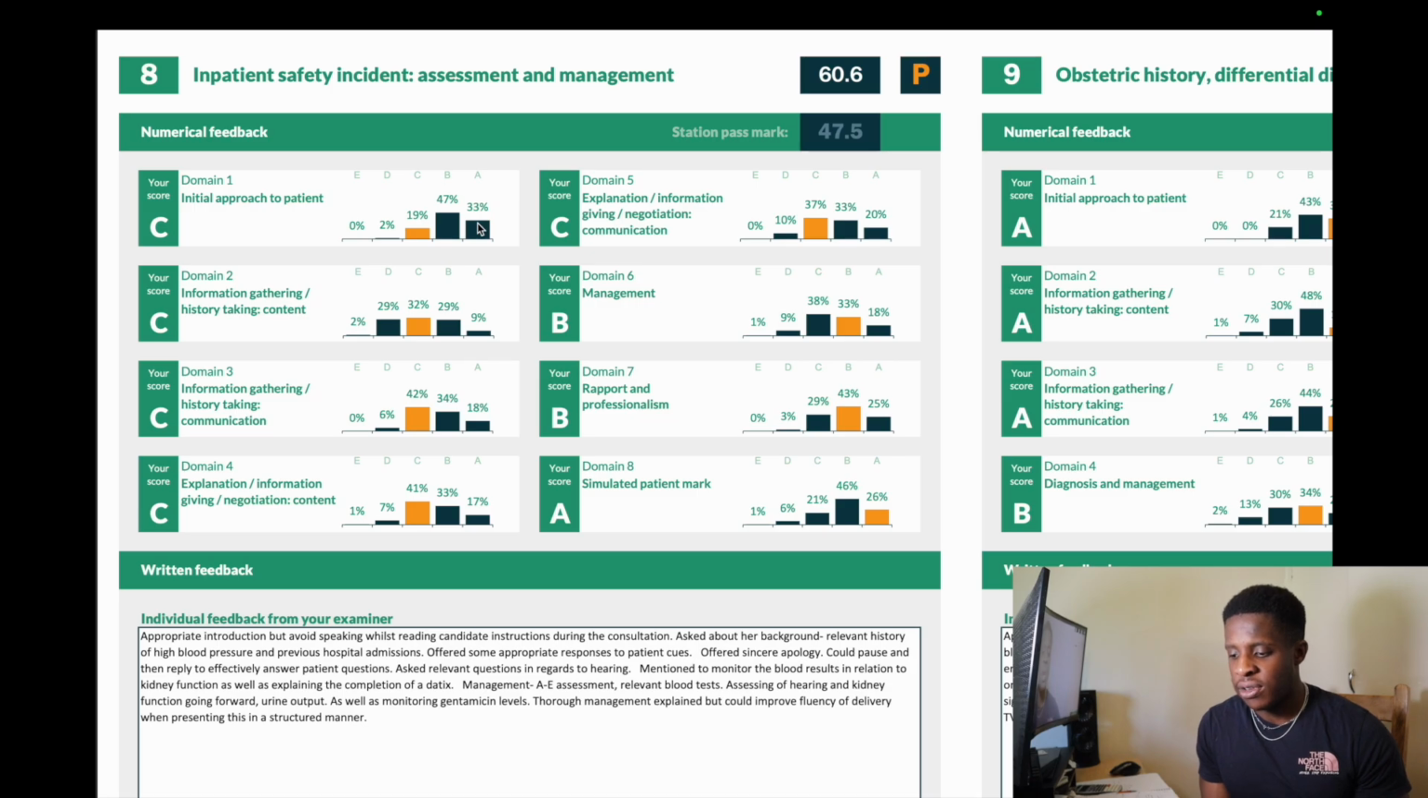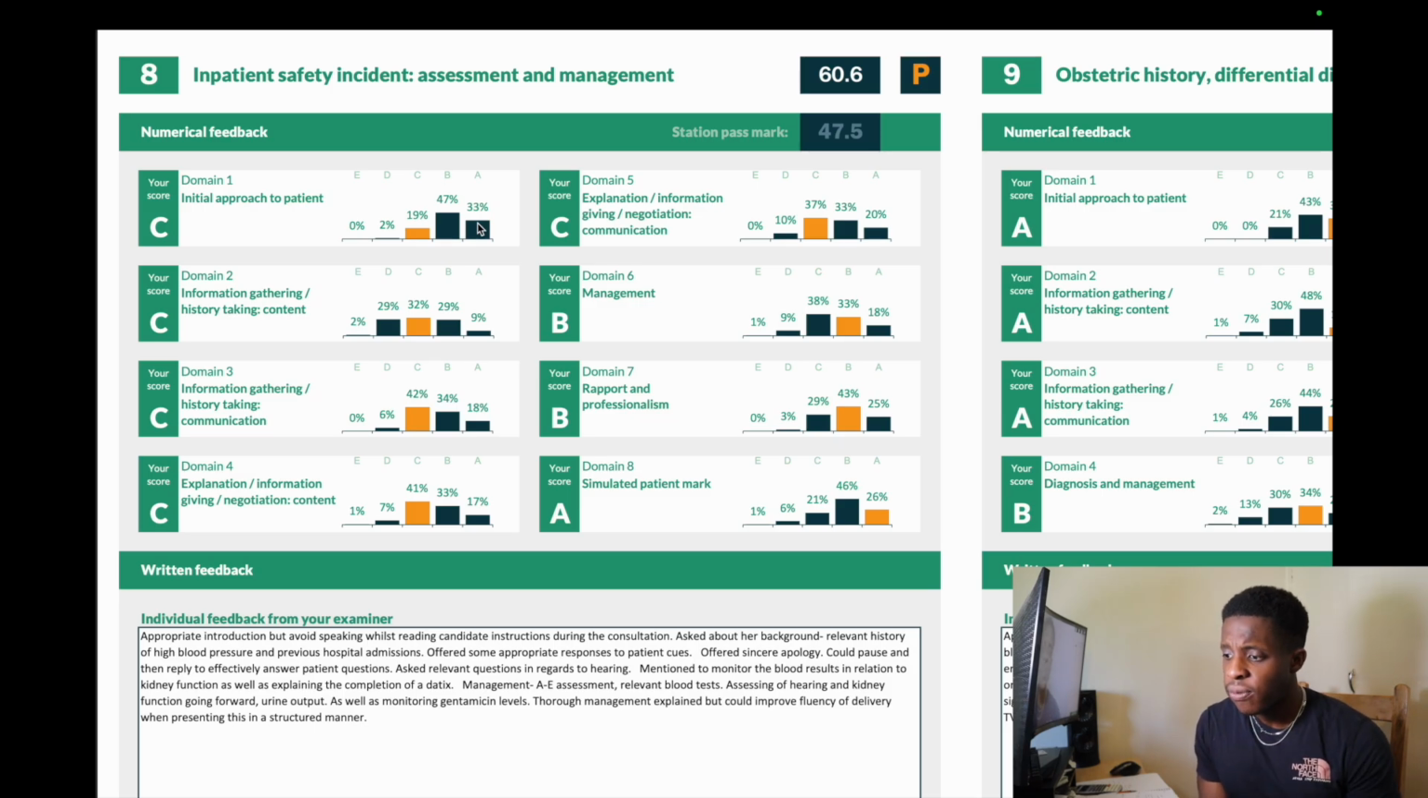the management, the assessments, and relevant blood tests, assessment of hearing and kidney function going forward, urine output, as well as monitoring gentamicin levels. Yeah, I think the drug was gentamicin. Actually, she was given the wrong dose of gentamicin, but no harm was caused. But it was still important to explain and apologize. Thorough management explained, but could have improved fluency of delivery when presenting this in a structured manner.